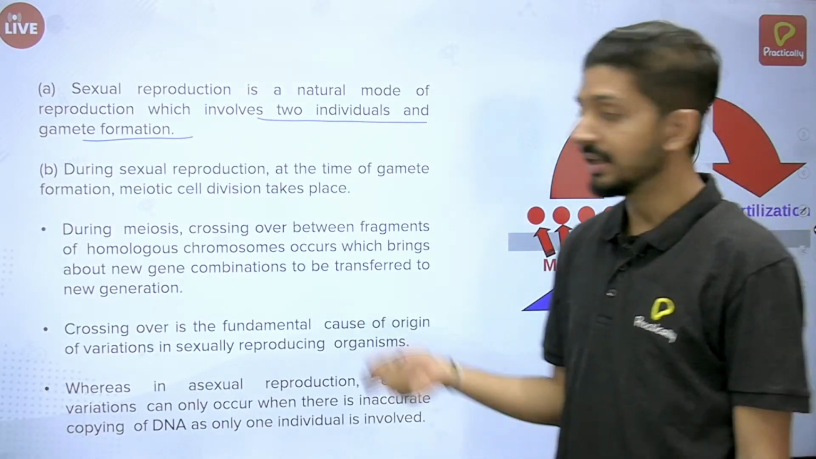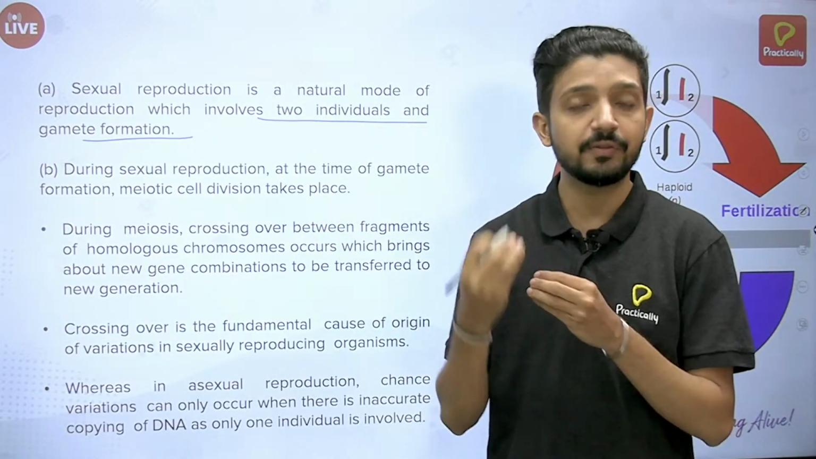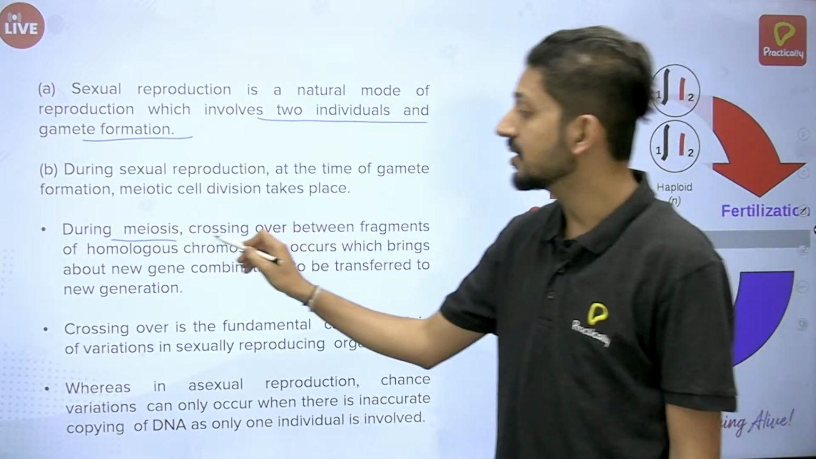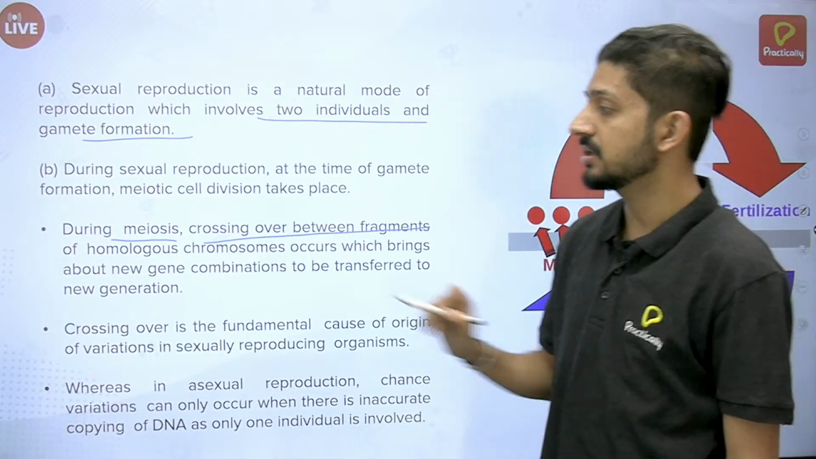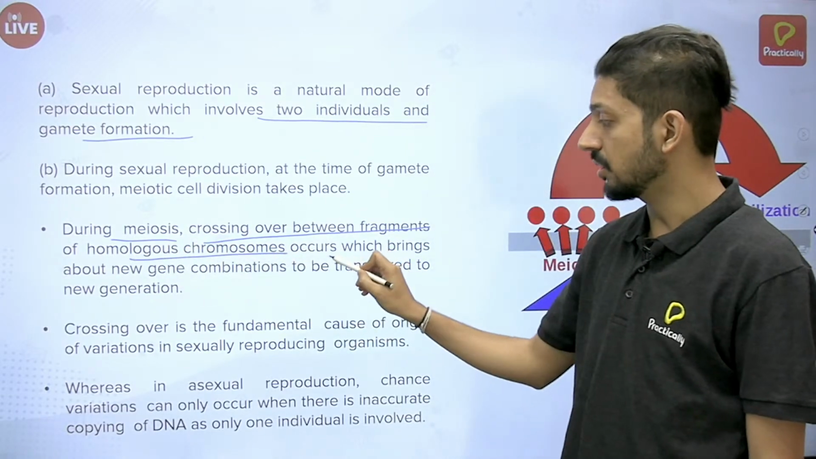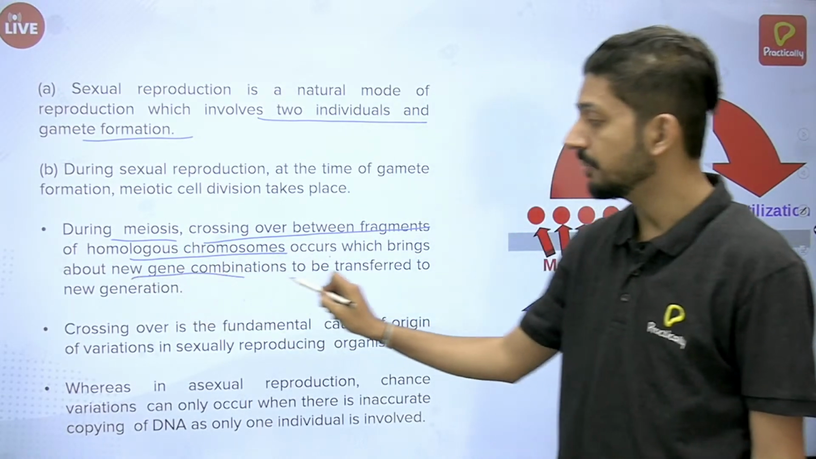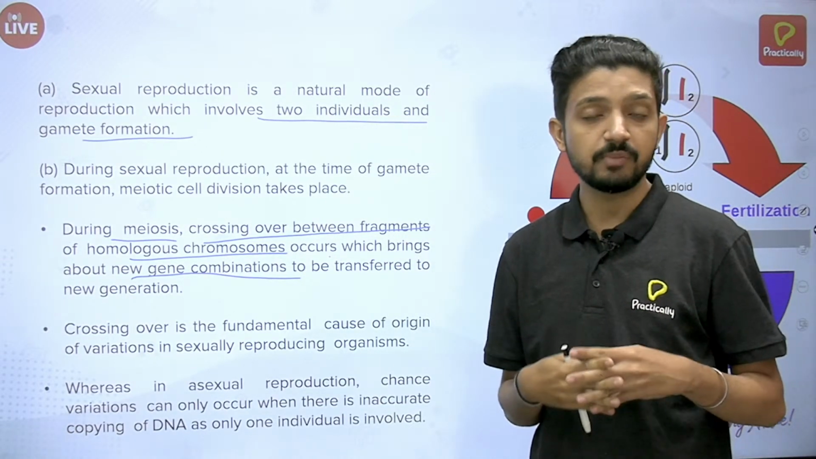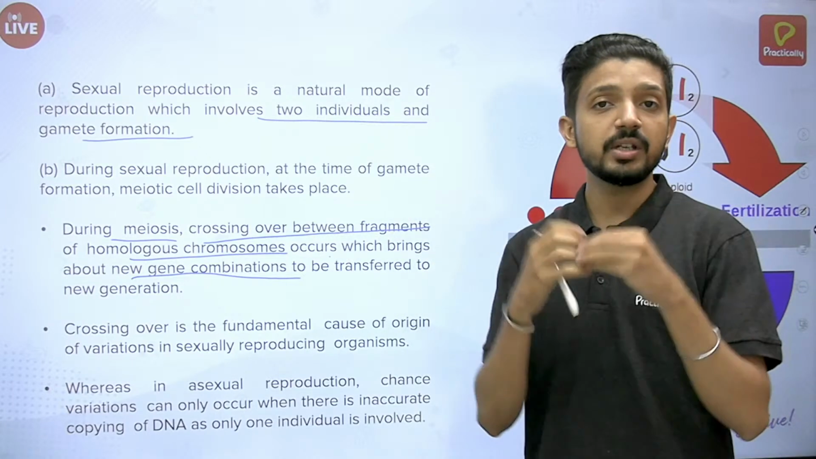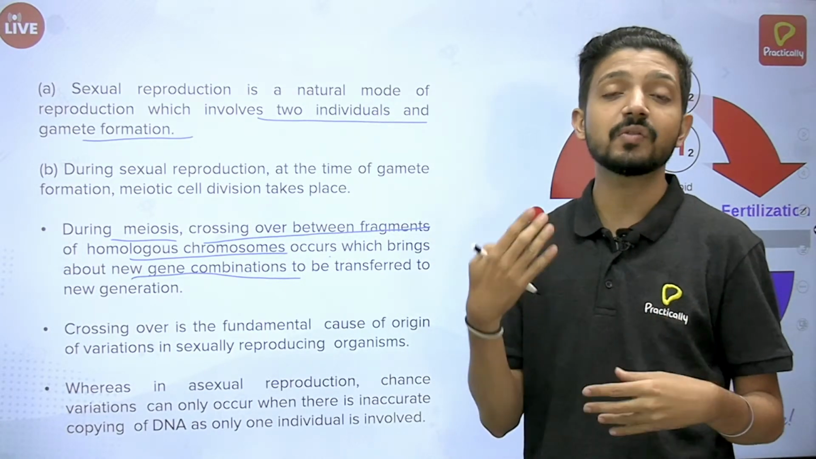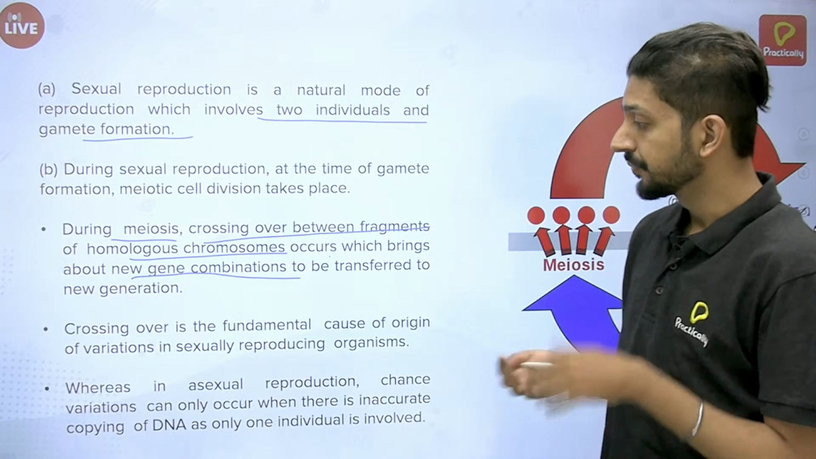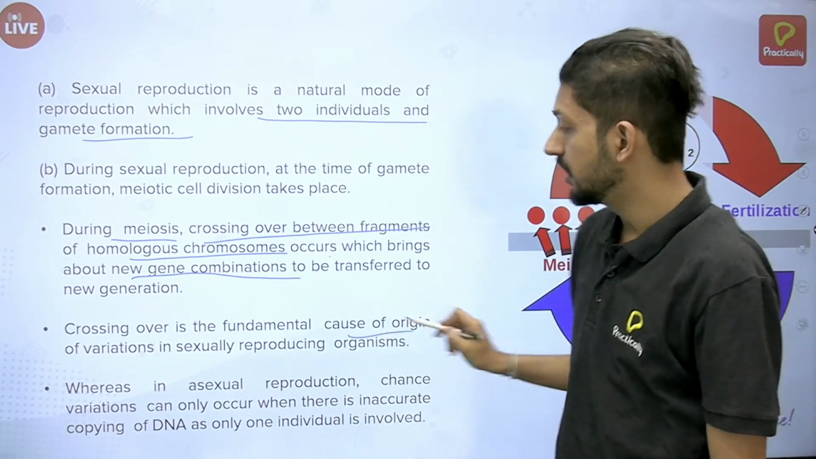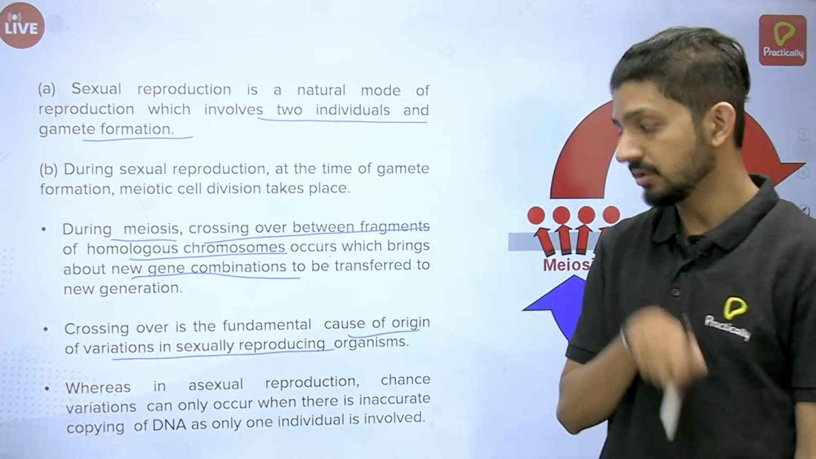So we have to write that in sexual reproduction there is gamete formation, and gametes are formed with the help of meiosis. Okay. So during meiosis, crossing over between fragments of homologous chromosomes occurs, which brings new gene combination. So these words we need to mention. New combinations are formed. So obviously when there are new combinations, then there are more chances of getting variations. Okay. So crossing over is a fundamental cause of origin of variation in sexually reproducing organisms.